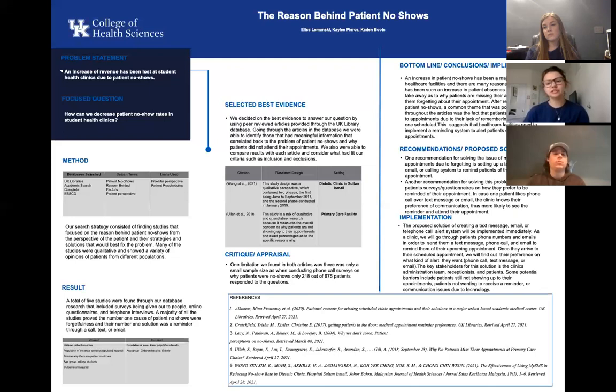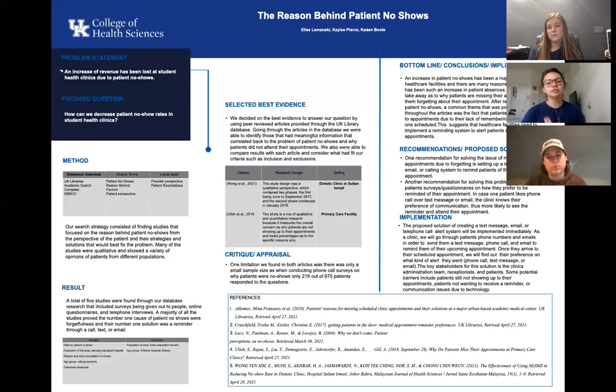And another recommendation for this problem is to send patients surveys and questionnaires on how they prefer to be reminded of their appointment if they want one, or just how a clinic could improve their communication to their patients. And this solution will be implemented by creating a text message, email, or telephone call system in our clinic, and it will be implemented immediately.